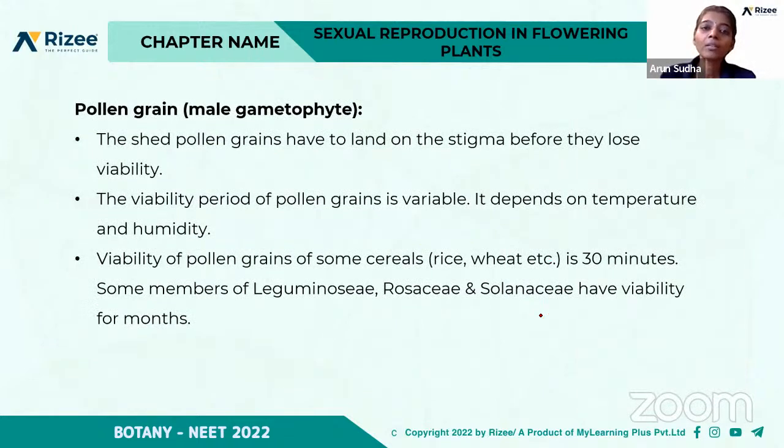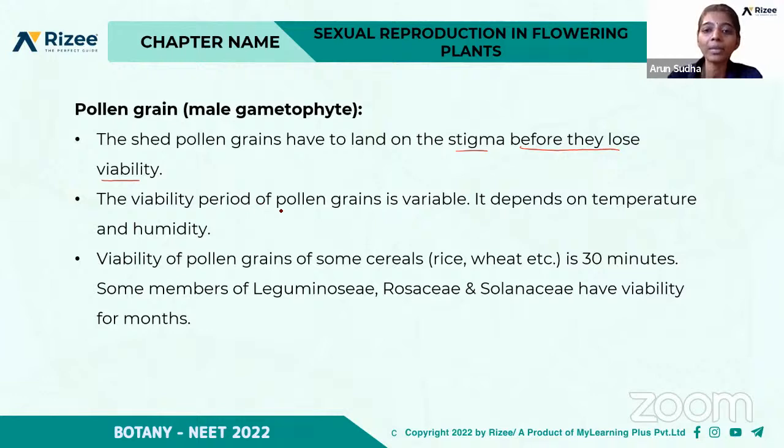Now if the pollen grains are shed, what is the next step? The pollen grains have to land on the stigma, right? The pollen grains are formed and have to land on the stigma for effective fertilization to occur. The shed pollen grains have to land on the stigma before they lose their viability, because they will be viable only for a shorter period. That too differs among plants.